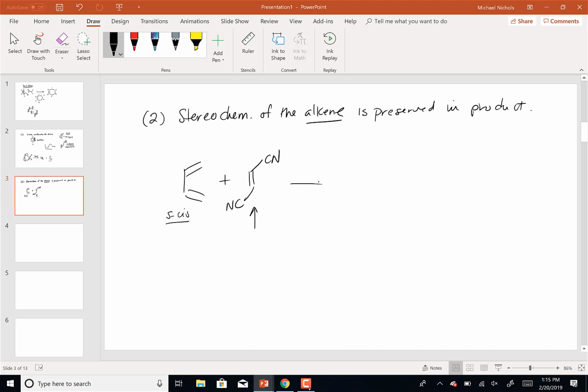It's just that when you make that final product, in this case, the CN groups are going to be trans. So the trans stereochemistry of the alkene is then carried over into the trans stereochemistry of the final product. And so whether it's cis or trans, those two groups will be cis or trans in the final product. So the alkene can be either.